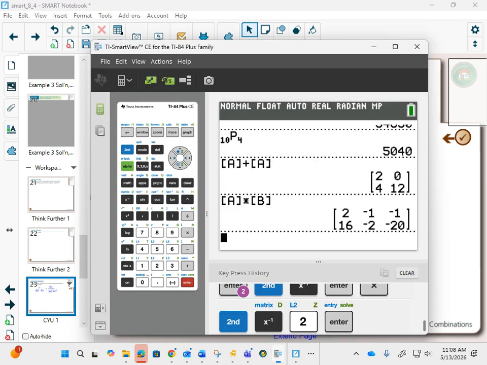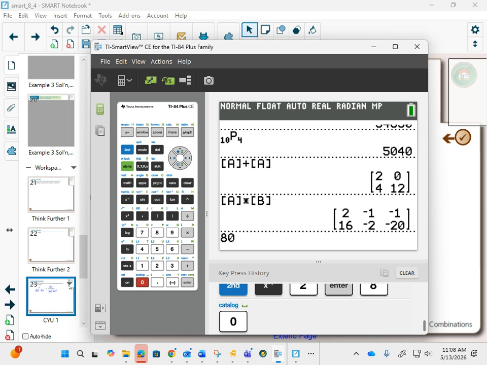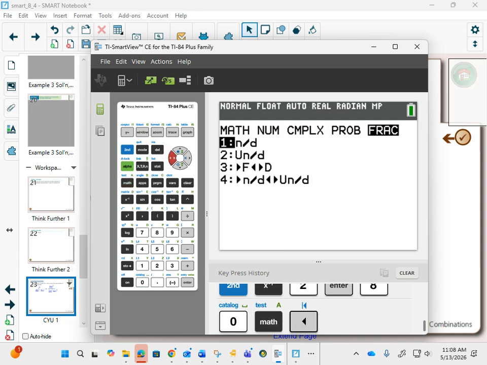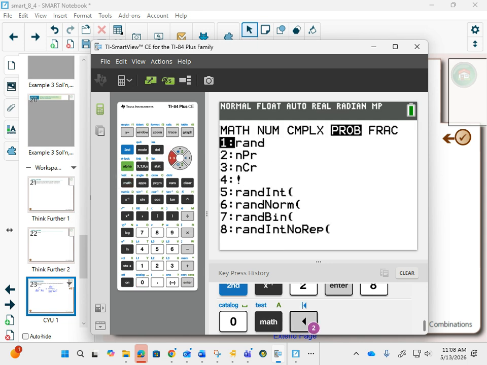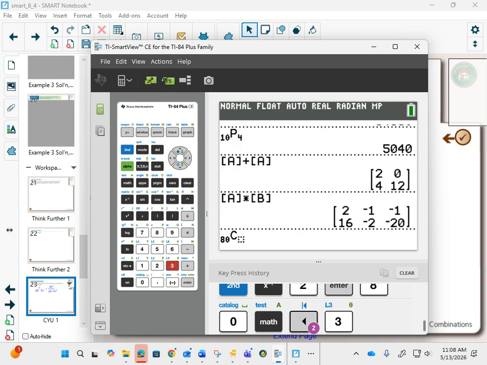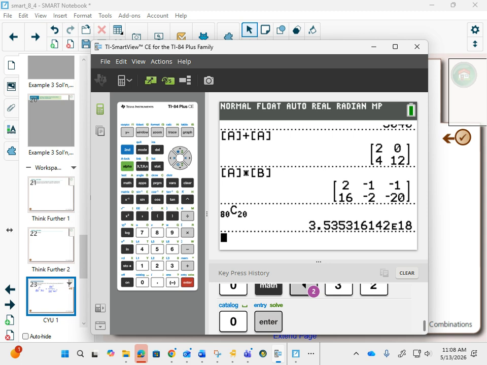And you use it enough that you should find it on your calculator. So for me, I go 80, I hit my math button, I go over to probability, NCR is number 3, and I can do 80C20. 3.5 times 10 to the 18th. So very long. That's a huge number, isn't it?